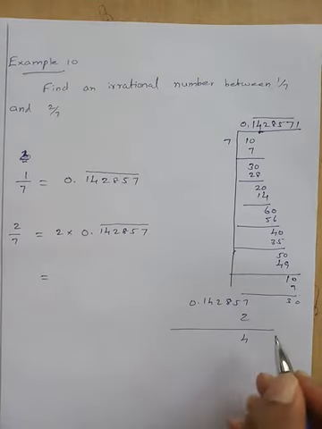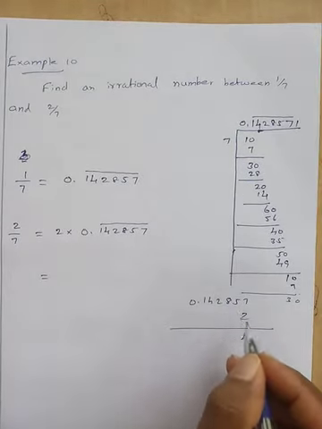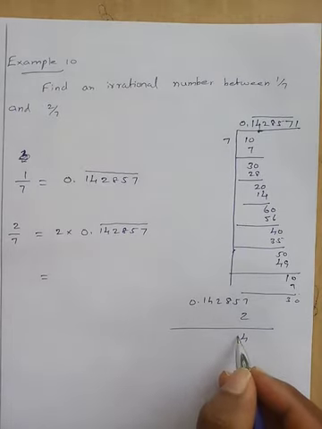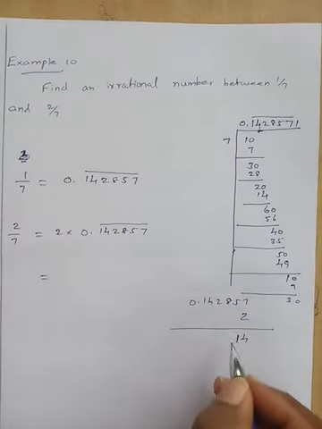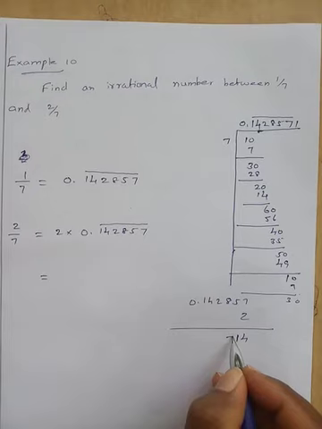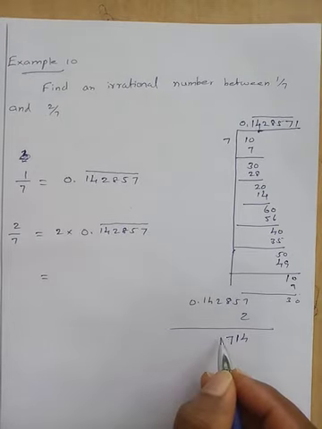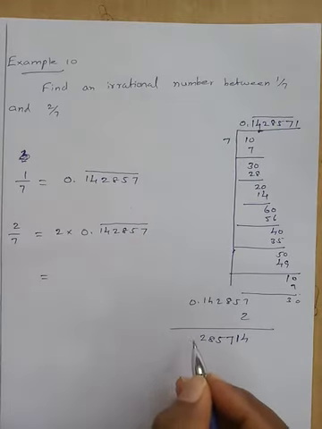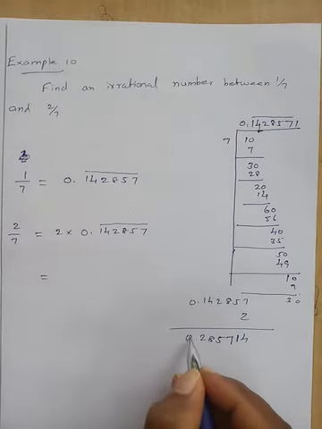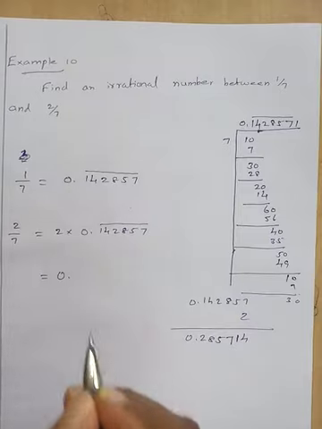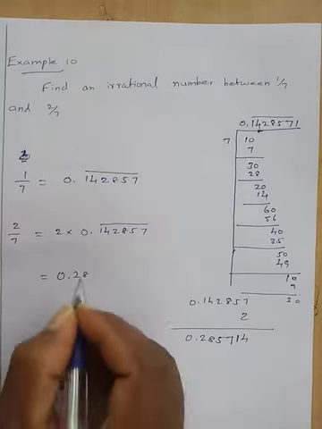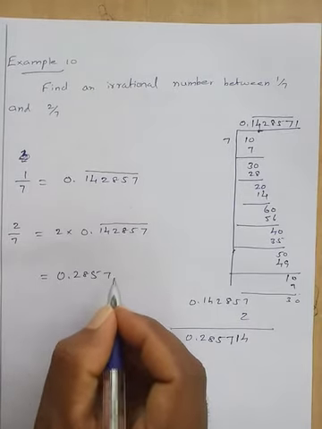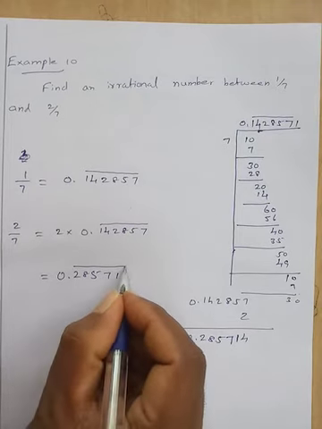7 times 2 is 14, remainder 1. 5 times 2 is 10, plus 1 is 11, remainder 1. 8 times 2 is 16, plus 1 is 17, remainder 1. 2 times 2 is 4, plus 1 is 5. 4 times 2 is 8. 1 times 2 is 2. So this is equal to 0.285714. That is 2 by 7.